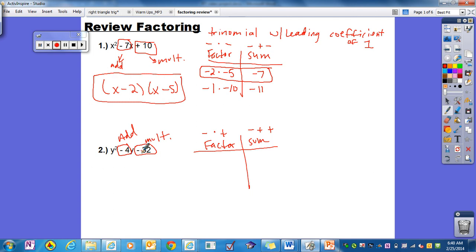So my bigger factor is going to have to be negative. My factors of 32 would be 2 times negative 16. But when you add those two things together, you get negative 14, so that's not going to work. My next factor would be 4, and I have 4 times negative 8, because 4 times negative 8 is negative 32. But then 4 plus negative 8 is negative 4, and that's what we were looking for. So my two binomials would be x plus 4 times x minus 8.